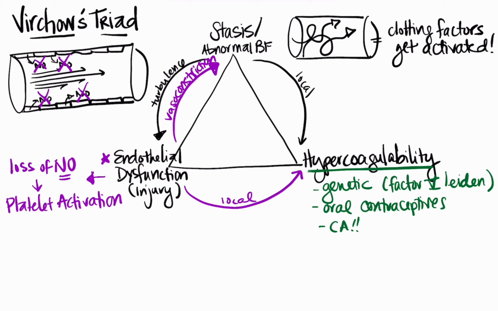So where stasis and endothelial dysfunction can cause the other points of Virchow's triad, hypercoagulability is a standalone risk factor that doesn't necessarily then feed back and cause either stasis or endothelial dysfunction.